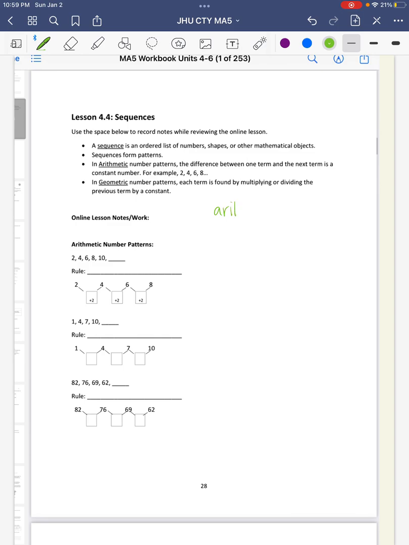Arithmetic, here I'm going to write that down. Arithmetic, you constantly add the same number or subtract the same number. Sorry, that was not written neatly. Geometric number patterns: each term is found by multiplying or dividing the previous term by a constant. So geometric patterns include multiplying and dividing. Arithmetic patterns include adding or subtracting.